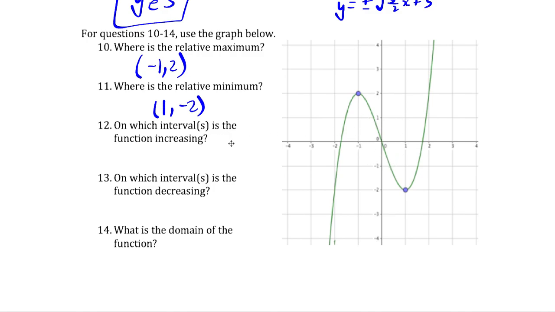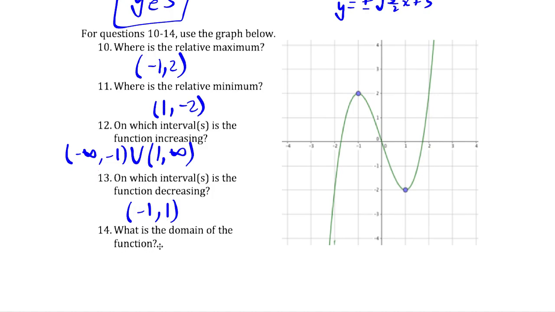On which interval is the function increasing? So where is it going up? Well, it's increasing starting at -infinity, and it's going up all the way until x is equal to -1. Then it starts decreasing. And then yet again at this turning point, this relative min, it starts increasing again at 1 and goes all the way up to infinity. Where is it decreasing? In between. So from -1 to +1. Notice that if I put these together, 12 and 13, I'm going to get negative infinity to positive infinity. This goes on and covers the entire domain.